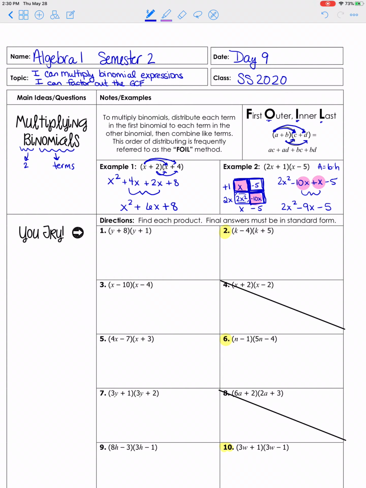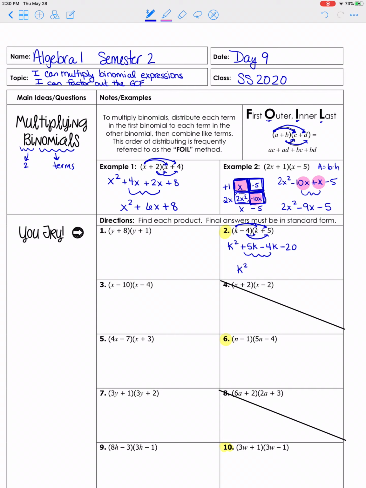All right, let's look at a couple more examples, and then I'll give you some to practice. So we want to take the first times the first, the outside times the outside, the inside times the inside, and the last times the last. Pay attention to positives and negatives. That's super important. When the signs are the same, you have positive. When the signs are different, you end up with negative. Those middle two terms are going to be the same, so you can combine them.